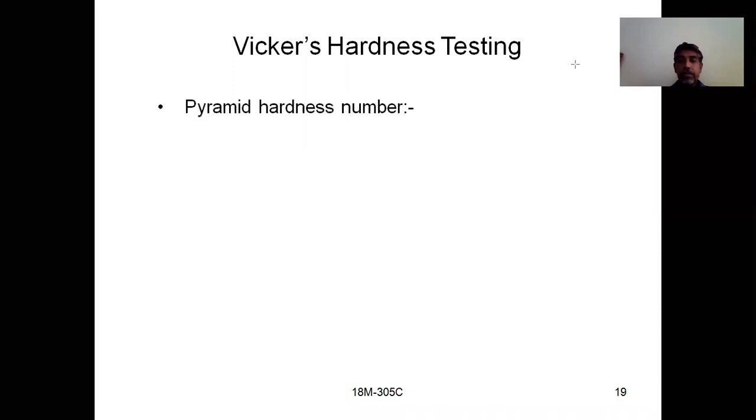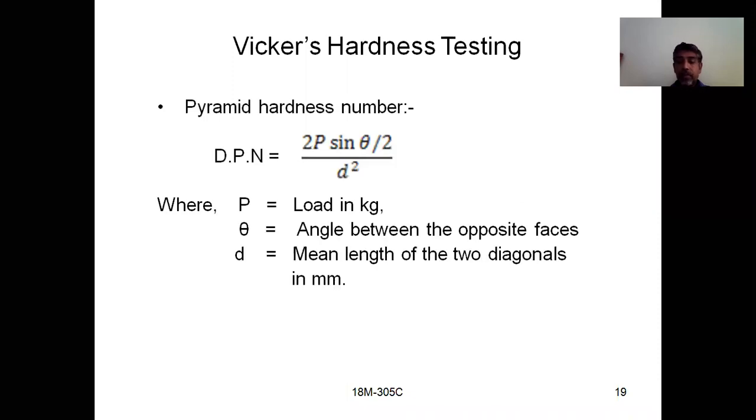And coming to the next point, what is the formula for DPN? How to calculate the DPN value? By substituting the area and all these values, what is the generalized formula for DPN? It is the load by area of indentation. So if you substitute load as P, and find out the area where theta is, from that you will get it from the indentation.